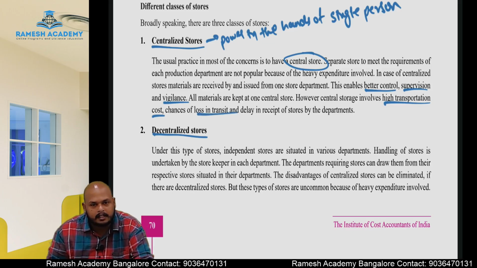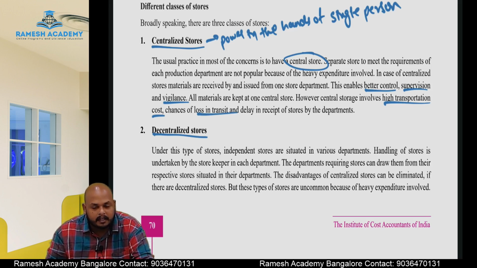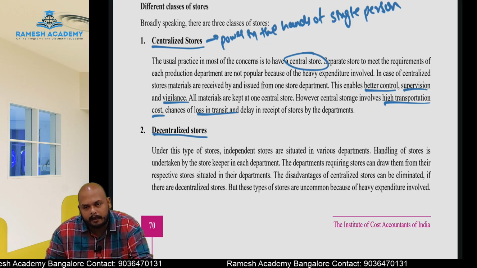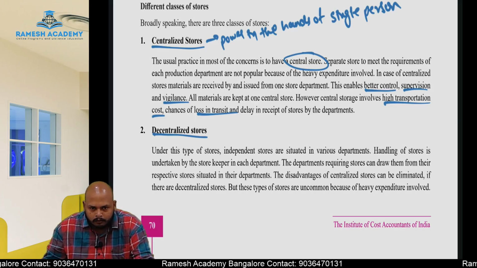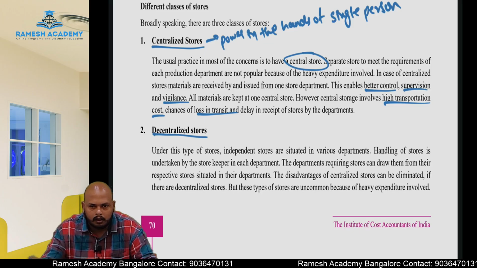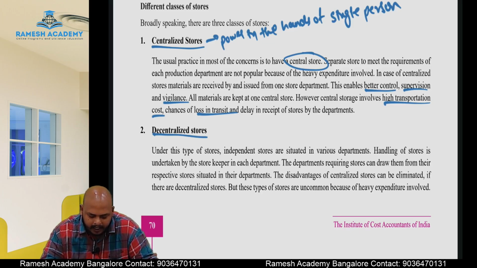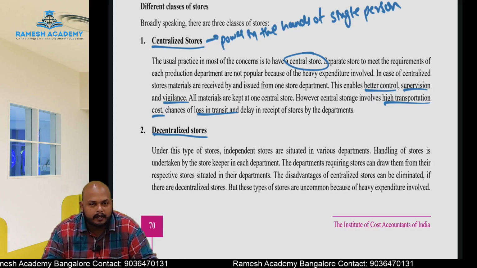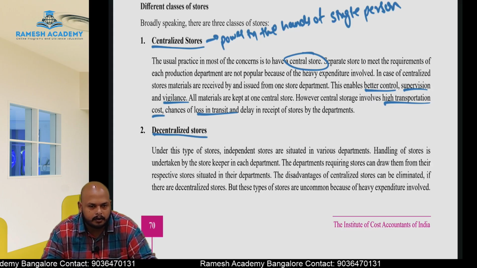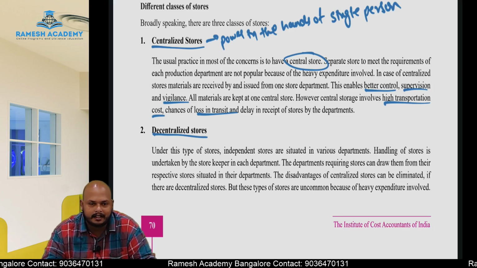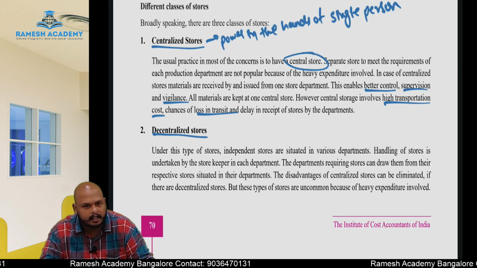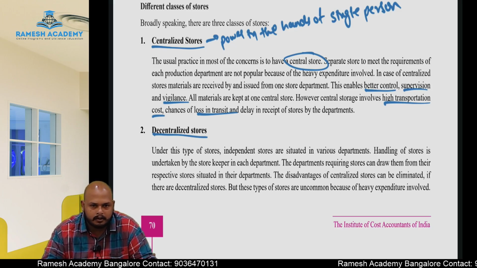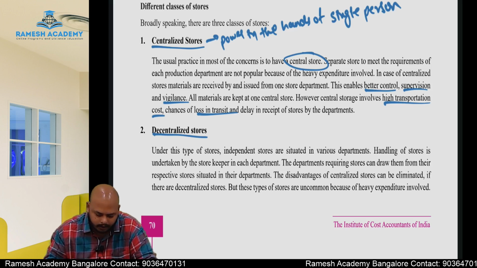Chances of loss in transit will also happen. When we are transporting, there is a chance that theft may happen, or damage may happen, or an accident may happen. Next, there will be delay in the receipt of stores by the department. Generally, when we are transporting from the central location to the departmental store location, there is a high chance of delay. When there is a delay, we cannot satisfy the customers. We can't deliver on time to the customers. So in the case of centralized stores, there are advantages as well as disadvantages.